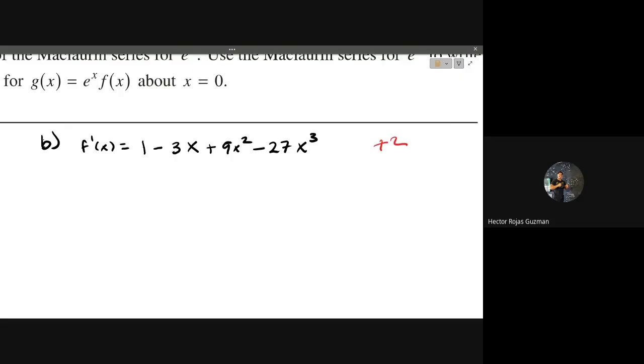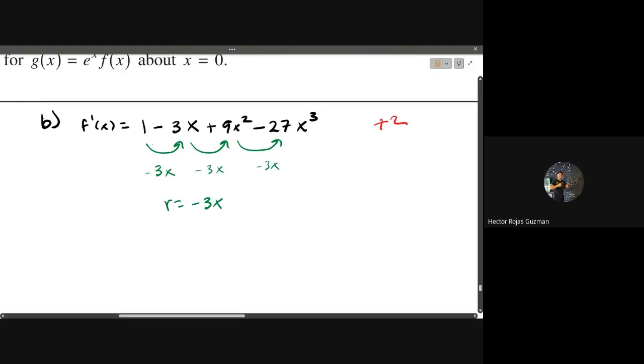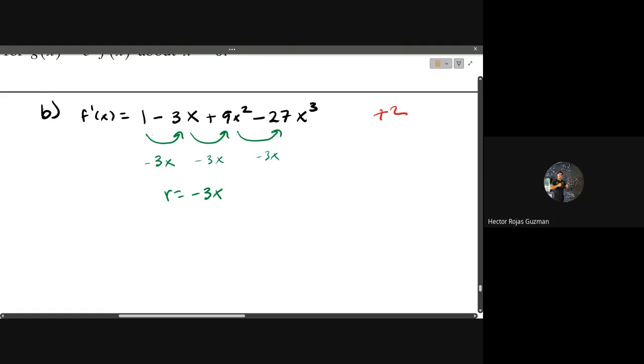Usually when they want you to find things like this, when they want you to build an equation, that usually means there's a common ratio. Which means we're multiplying by the same thing to get the next term. That's close. Negative 3x. That's what makes it alternate. That's your common ratio.